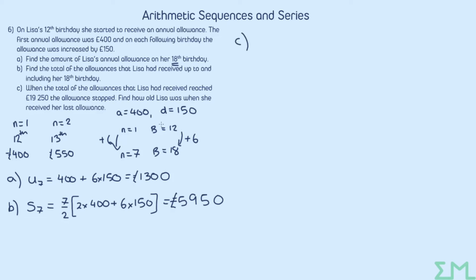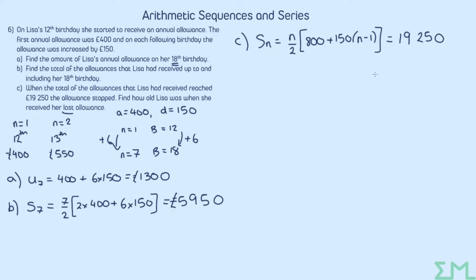Okay, part C. When the total of the allowances that Lisa has received reaches 19,250, the allowance stops. How old was she when she received her last allowance? Okay, well, let's find out how many years it takes for her to get to a total of 19,250. So Sn is n over 2, and then 800, which is 2a, plus 150 times n minus 1. And we want to know when this reaches 19,250.